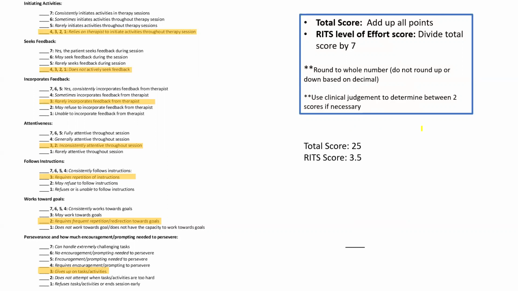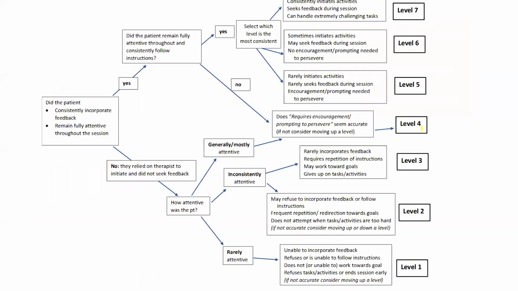But once again, clinical judgment can determine if it makes more sense to be a level 2, level 3, or level 4. So we're looking at the decision tree method. Did the patient consistently incorporate feedback and remain fully attentive throughout the session? No. He did rely on therapists to initiate, and he did not seek feedback. How attentive was the patient? He was inconsistently attentive.